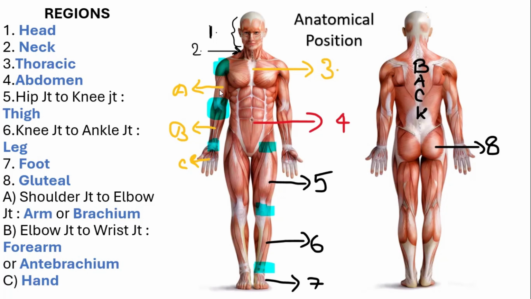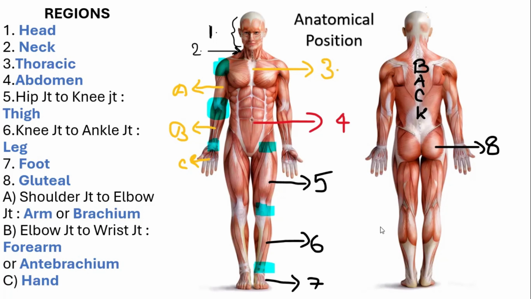See, in your viva questions, if you say arm, it will be okay only. But if you say brachium, the marks of your exam will be increased. So for this reason, it will be good if you say brachium. Now let's go to the next part. As we have discussed, this is the elbow joint and this is the wrist joint. From the elbow joint to the wrist joint, this region is known as forearm. You can say forearm or antebrachium. Again, this antebrachium term is very important. And the rest from the wrist joint is known as hand.